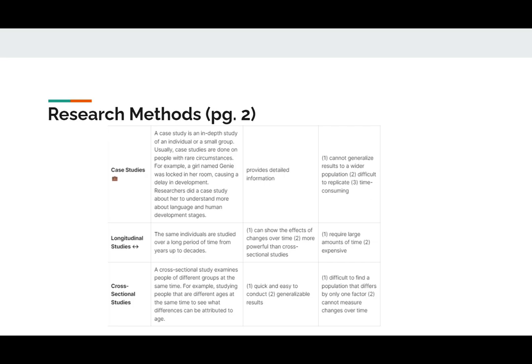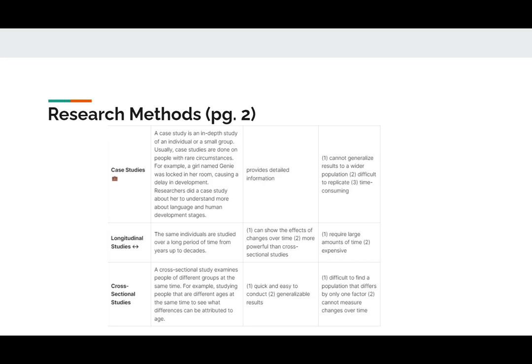Researchers did a case study about her to understand more about language and human development stages. And there are some really famous psychological cases in history, for example HM or Phineas Gage, which will be mentioned in our next one or two slides. I forgot which one I put, so yeah. And it provides detailed information because everything you study is about this object, so you will learn a lot from this person or this object.